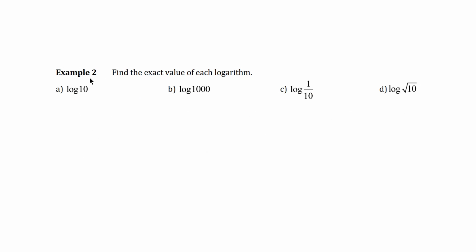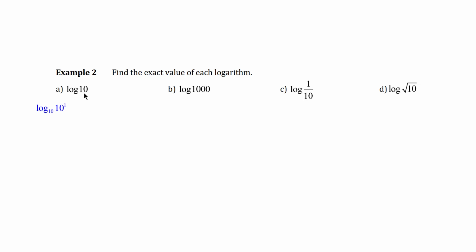For example number 2, find the exact value of each logarithm. For part A, we have log of 10. To find the value of this logarithm, it's important to know the value of the base. Because the base is not written, it's understood that this is common log. So we could rewrite this logarithm with a base of 10. So this would be log base 10 of 10.